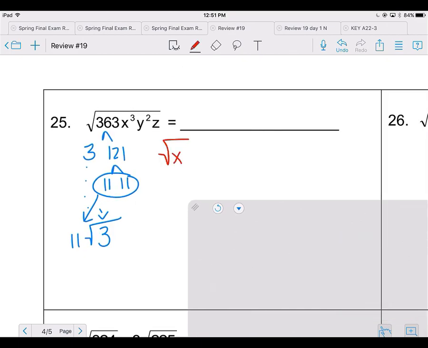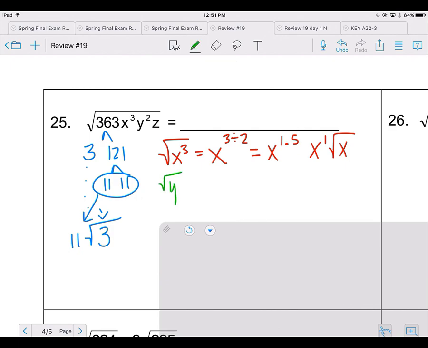When you have letters, we divide the exponent by 2 because we're trying to see how many pairs of 2 we can make. We can make 1.5, so we take 1 out. 0.5 means leave 1 under. The square root of y squared is 2 divided by 2, and we get 1.